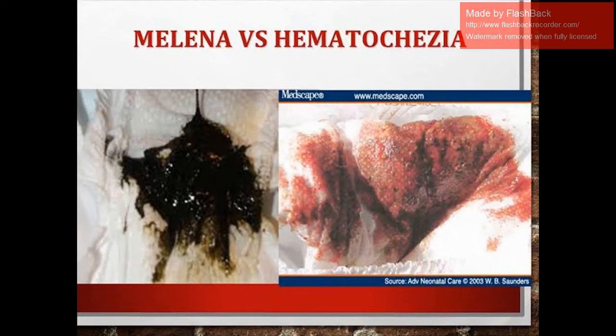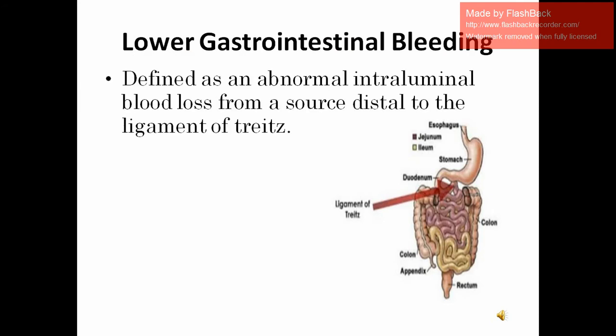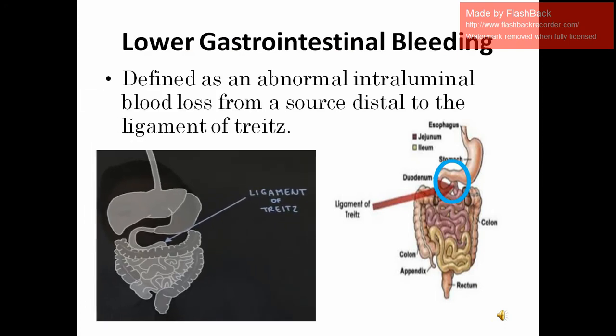The picture on your right is hematochezia. The one on your left is melena. Lower gastrointestinal bleeding is defined as an abnormal intraluminal blood loss from a source distal to the ligament of Treitz. The ligament of Treitz is the one that clinically demarcates the boundaries between the upper GI and the lower GI tract. Upper GI tract is composed of pharynx down to the upper border of the ligament of Treitz, whereas the lower GI tract is composed of the ligament of Treitz down to the rectum.